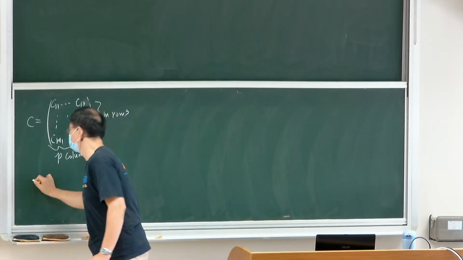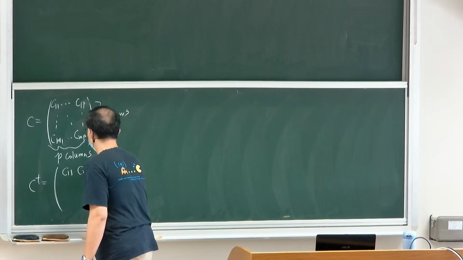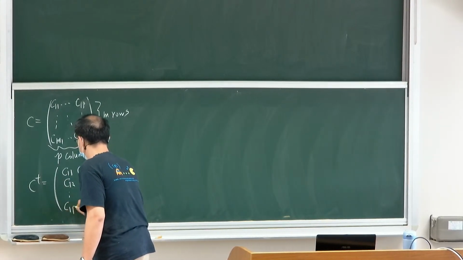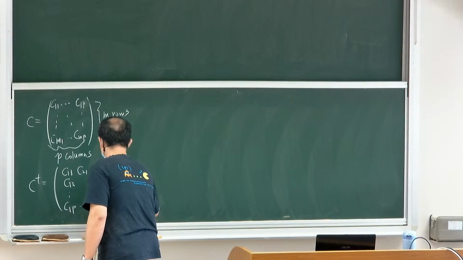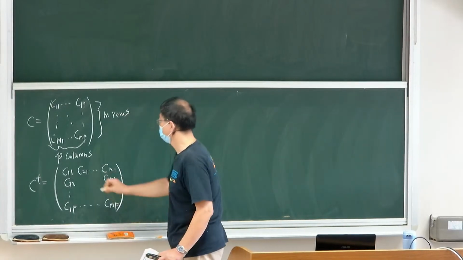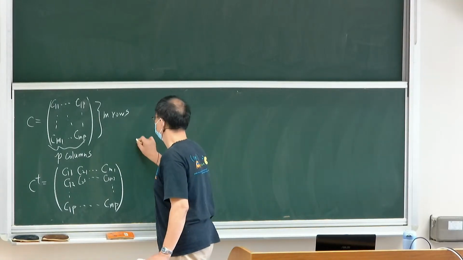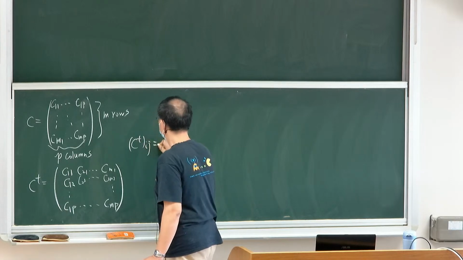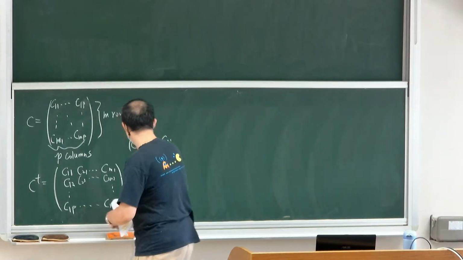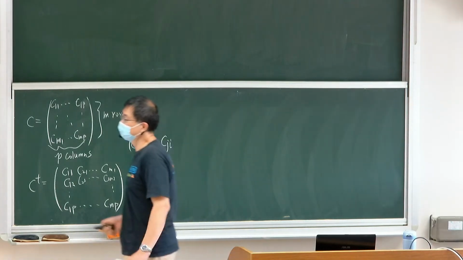Okay, so if I transpose it, it becomes C11, C21 to CM1, and C12 to C1P to CMP, and CM2. Okay, so I have this transpose matrix. Here, the transpose matrix's ij element will be equal to Cji. Just follow this fact. Then we know that C is equal to A times B. So we just follow this concept.